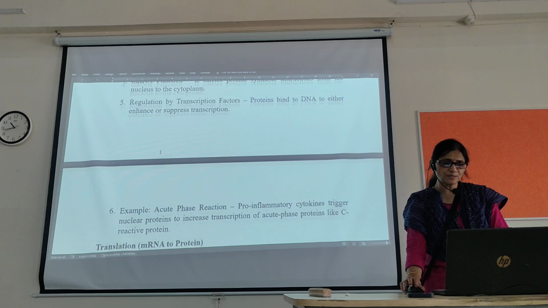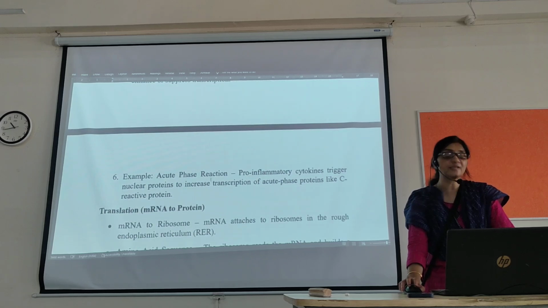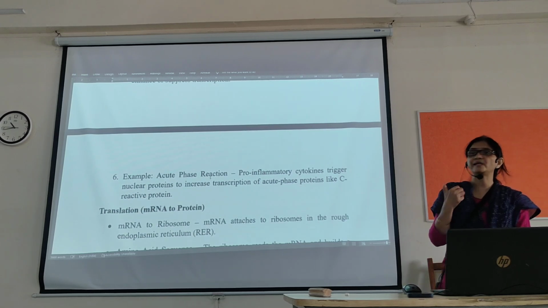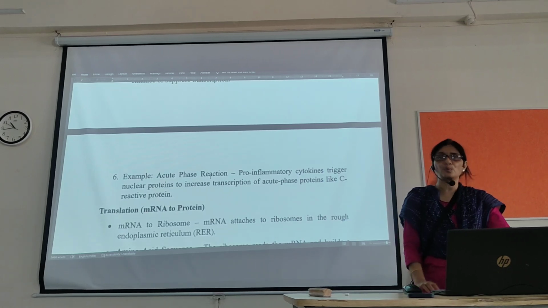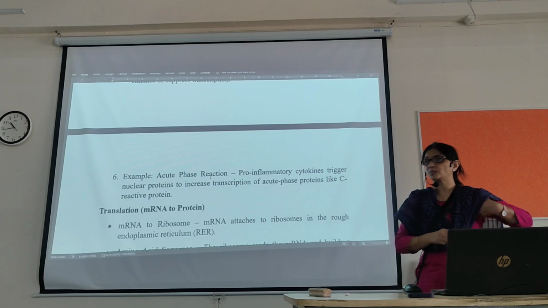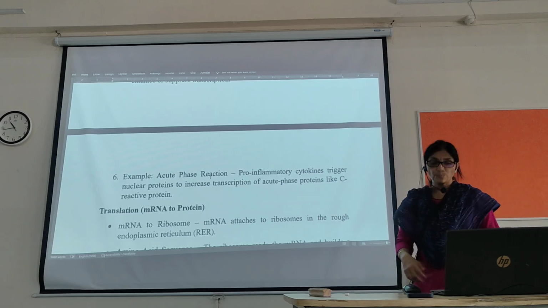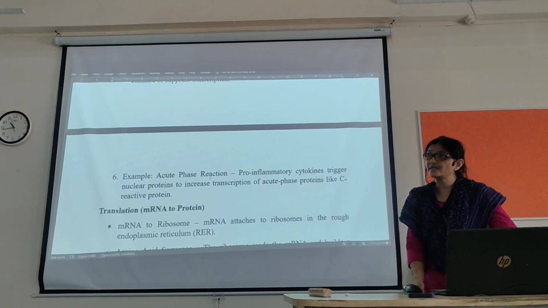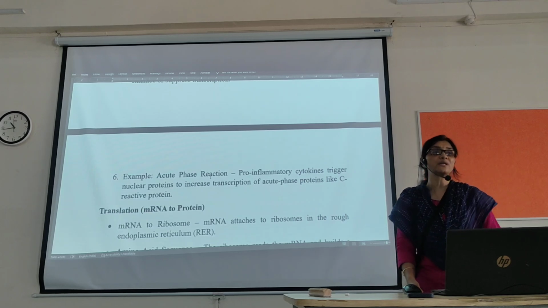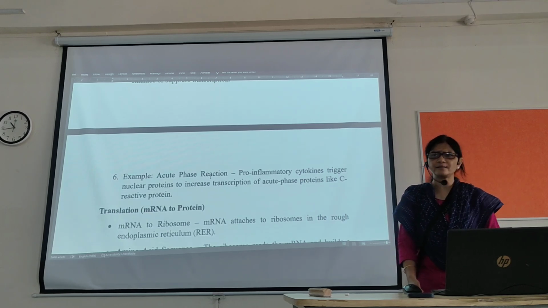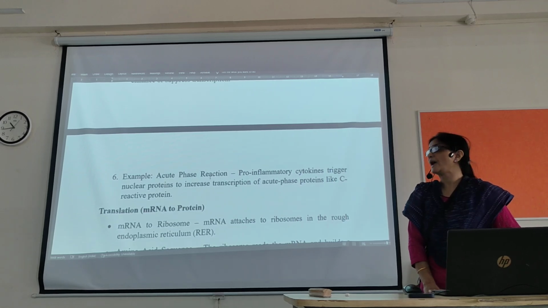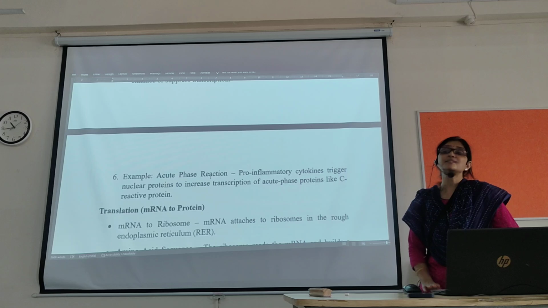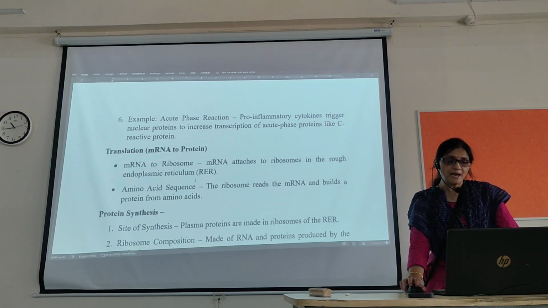So this is the transcription, and for example acute phase reaction is there. Acute phase proteins आपण जे पाहिले, for example plasma protein चा जो एक आहे, acute phase proteins they transport proteins. So in this process pro-inflammatory cytokines trigger nuclear proteins. Trigger means induce करतात त्या nuclear proteins ला to increase the transcription process of the acute phase protein there, like the C-reactive protein. Okay, this is the transcription process and translation.